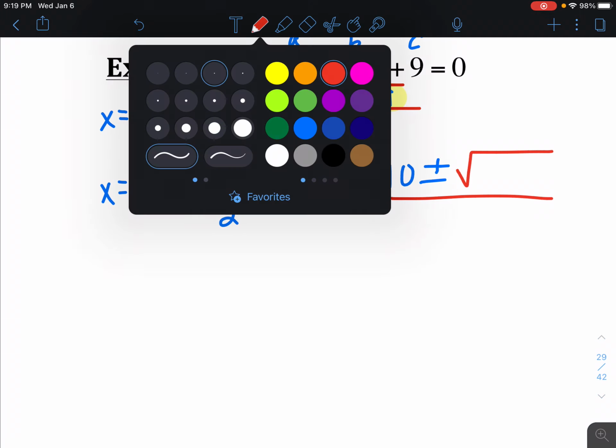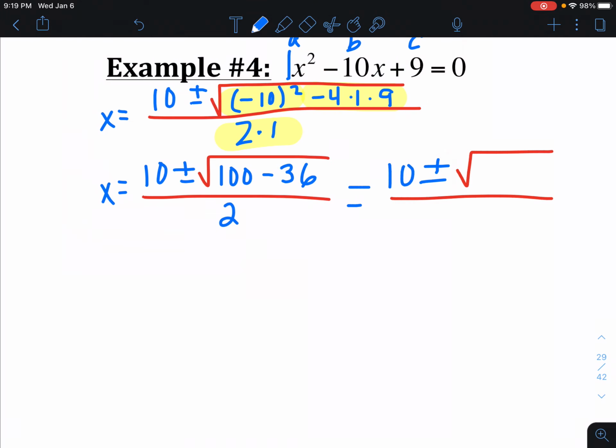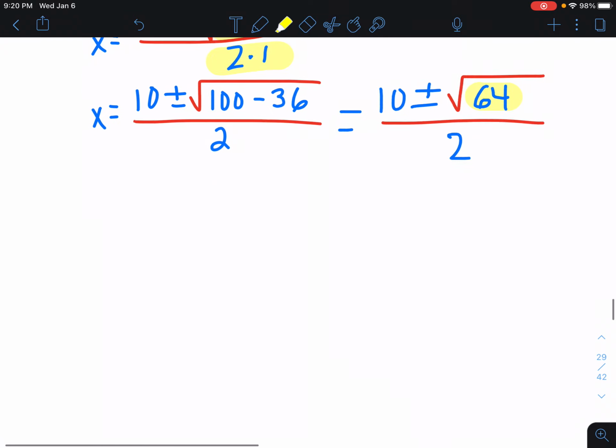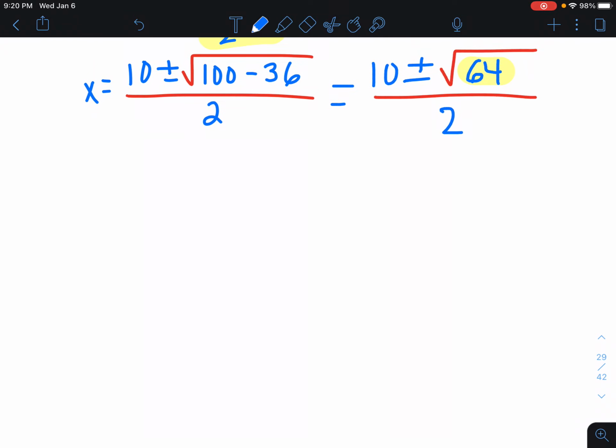(100 minus 36) will be 64. Remember, after that we want to try to simplify the radical. Square root of 64. You should notice that's a perfect square. Square root of 64 is simply 8. So we have our first problem where the radical goes away. No more radical. So what we're going to do is this.